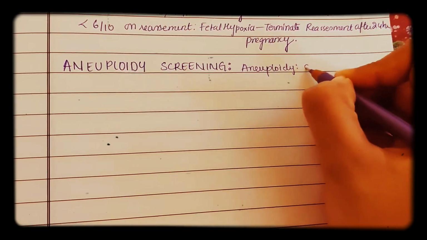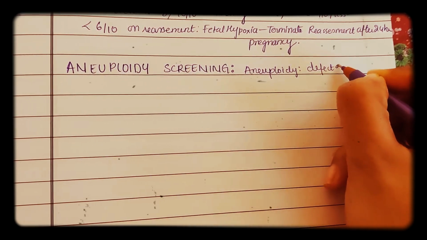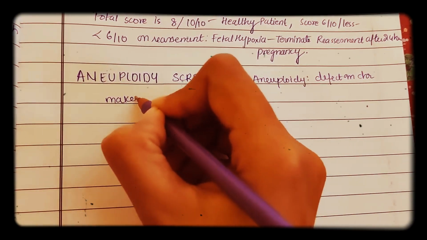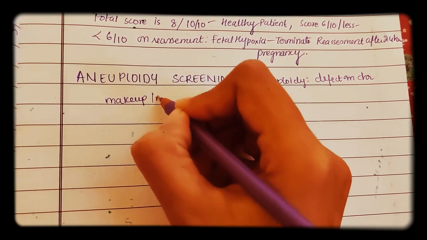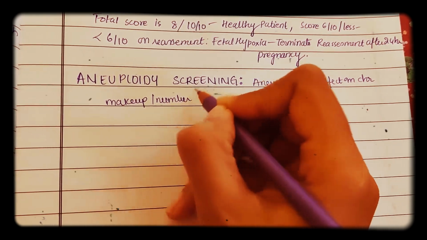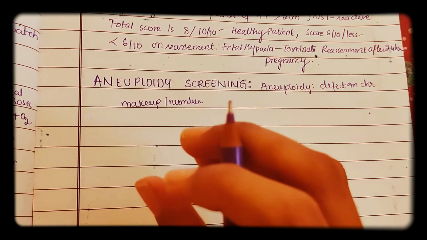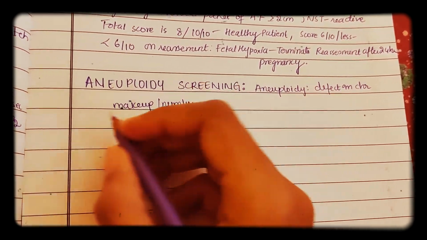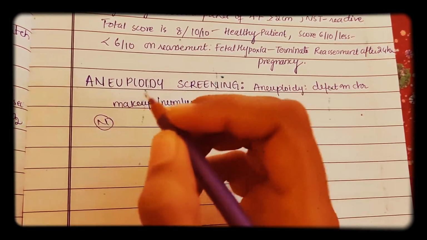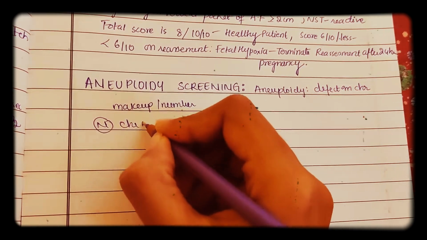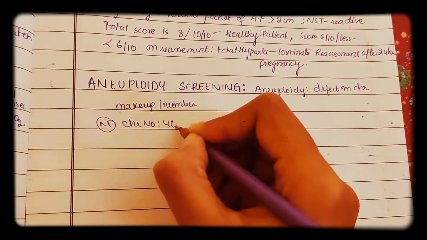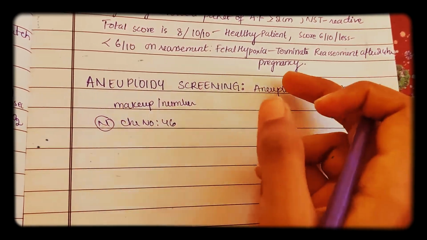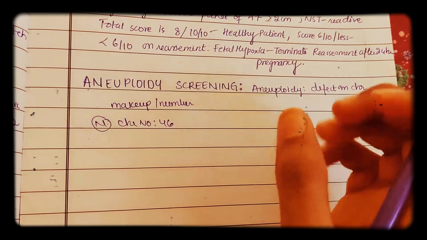Aneuploidy is a defect in chromosome makeup. It is a defect in the chromosome makeup or number. Makeup is nothing but the number. So there is some defect in the chromosome and that is called aneuploidy. First we need to say what a normal chromosome number is. The normal chromosome number, everyone knows, is 46. If there are defects in this chromosome number, then that is called aneuploidy. So what are the different types of aneuploidy?